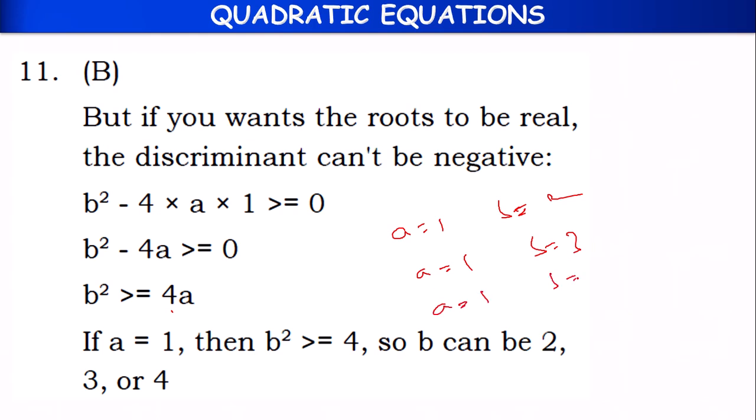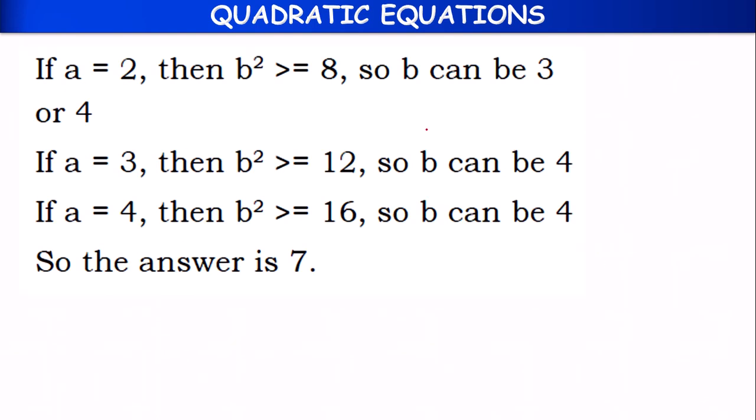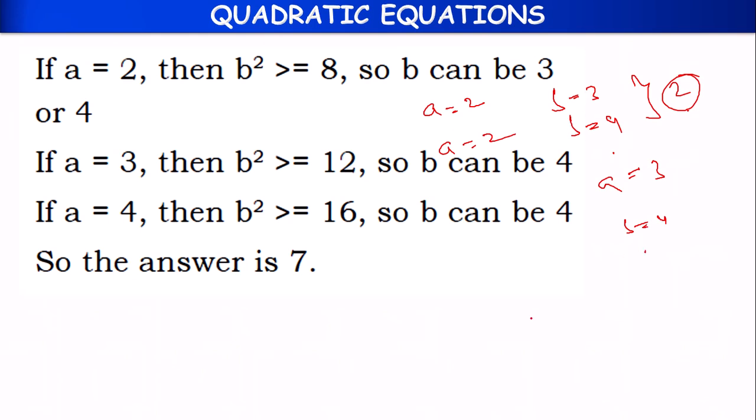When A equal to 1, B equal to 4 we can take. Here we are getting 3 equations. And when A equal to 2, B equal to 3 we can take. When A equal to 2, B equal to 4 we can take. Here we are getting 2 equations. When A equal to 3, B equal to 4, 1 equation.